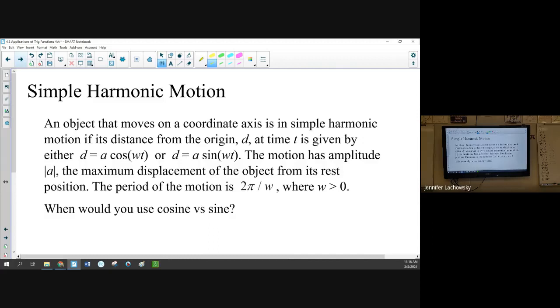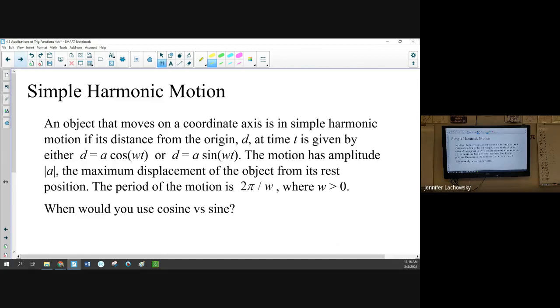Harmonic motion. And obviously that makes sense, that with sine and cosine waves, we're talking about harmonic motion. Harmonic motion is the up and down, or the right and left, the wave. An object that moves in a coordinate axis is in simple harmonic motion if its distance from the origin d at time t is given by either d equals a times cosine of wt or d equals a times sine of wt. The motion's amplitude is the absolute value of a, the maximum displacement of the object from its rest position.